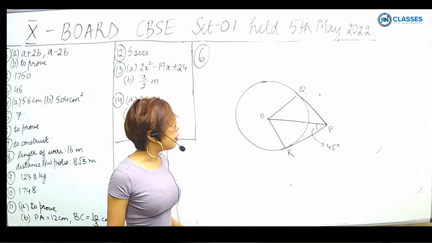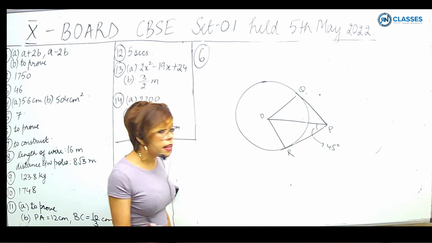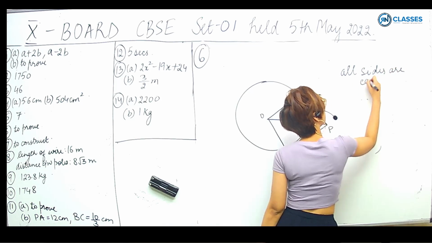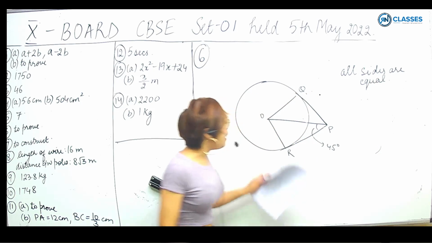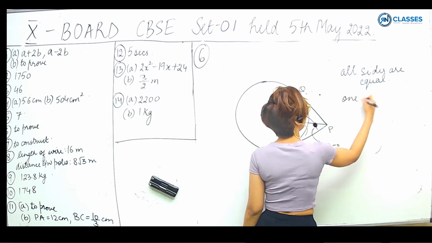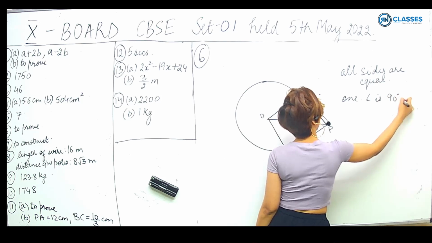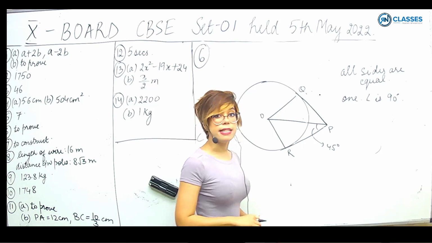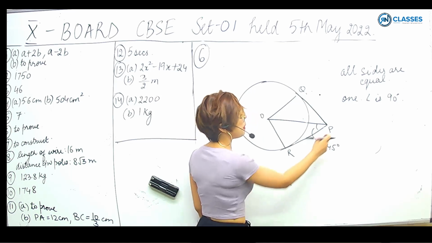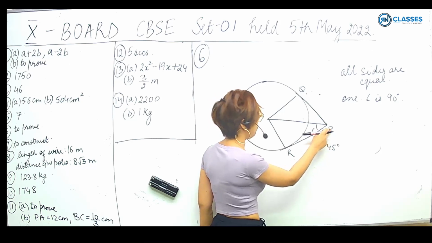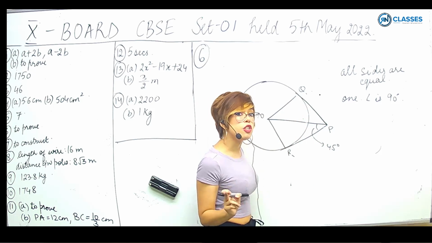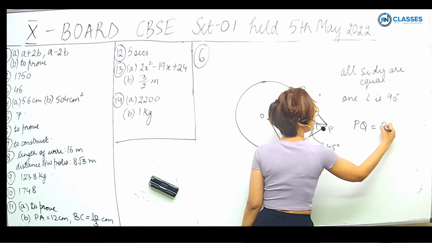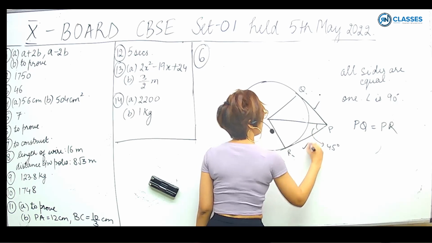Now, if I am able to prove for this quadrilateral that all the sides are equal and one angle is 90 degrees, my problem will be solved. Okay. Let's see. First of all, let's talk about all sides being equal. Now, mind it, P is a point external to the circle. So, PR and PQ are the lengths of the tangents from an external point. So, obviously, these two lengths are equal. PQ is equal to PR. Done? These two are equal.